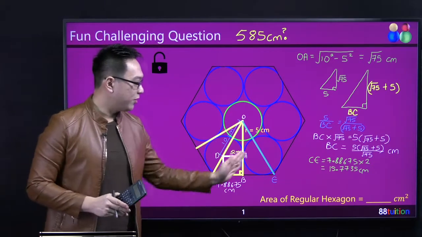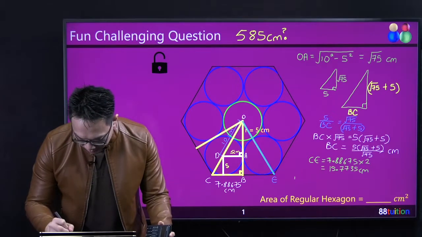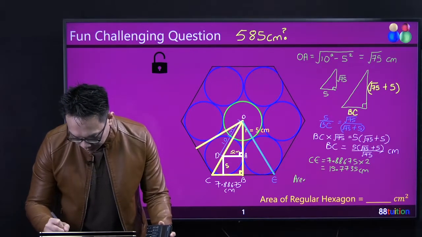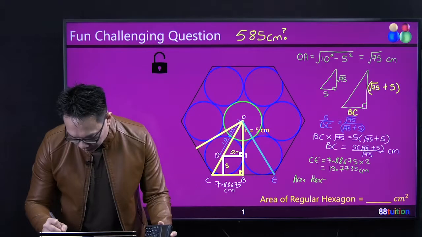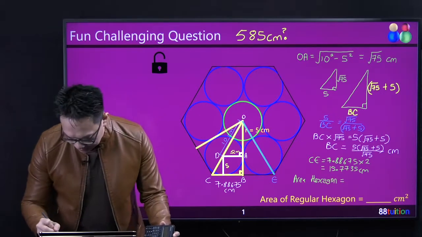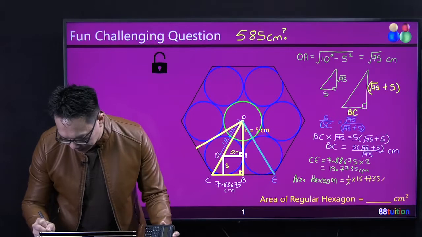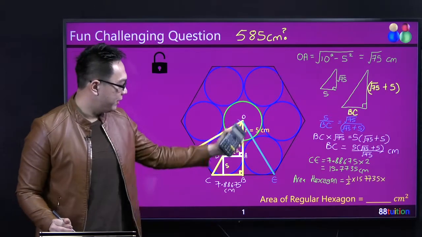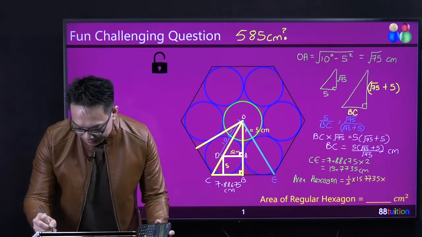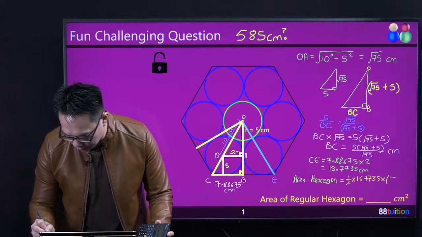Can I find the area of one of this triangle times 6? Yes. So if you can, immediately go and find the area of the hexagon already. Area of hexagon is equal to, you go and find the area of one triangle first. Half times base. Base is 15.7735 times height. What's the height? The height here is called OB, right? OB is actually here. You keep a bracket on, square root 75 plus 5.